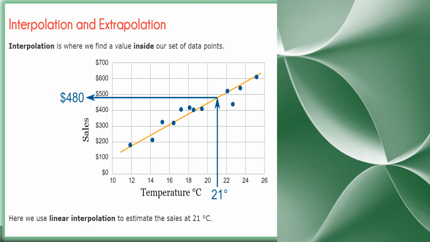So when I drop a vertical line through the point 21 degrees, it looks like the approximate sale will be $480. So we can predict a value for the temperature which is inside our set of data points, and hence this method is the interpolation method.